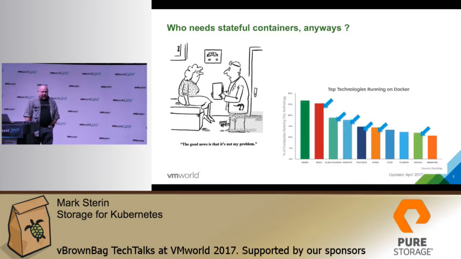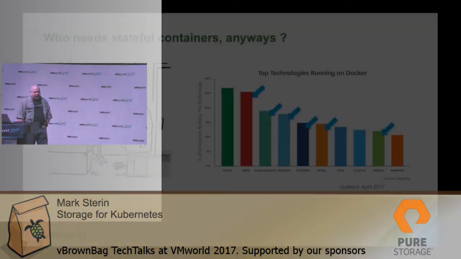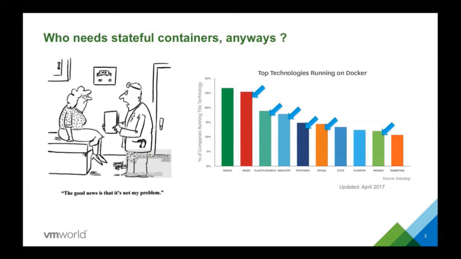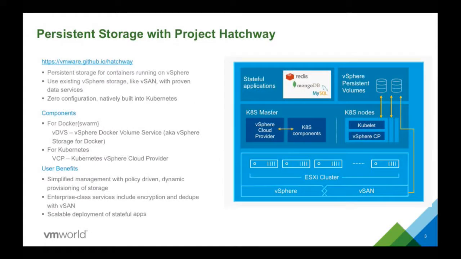The latest data, specifically from Datadog, where lots of people are running online containers, shows that 6 out of 10 container images, if I'm not mistaken, are actually storage-related: database, SQL, NoSQL-related apps. So that's why we introduced persistent storage for Kubernetes and for Docker with the project Hatchway.